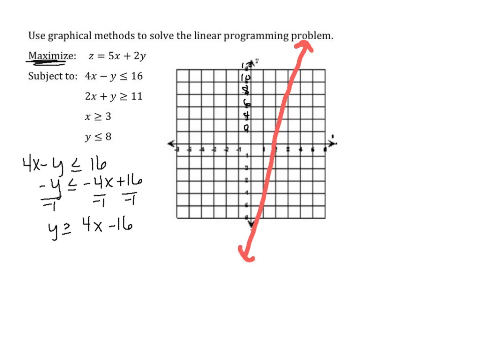Alright, we have 2x plus y greater than or equal to 11. So y is greater than or equal to negative 2x plus 11. So we'll start at positive 11. So we go up 11, we're going to be in the middle. And we have to go down 2 to the right 1, so we're going to be in the middle again.